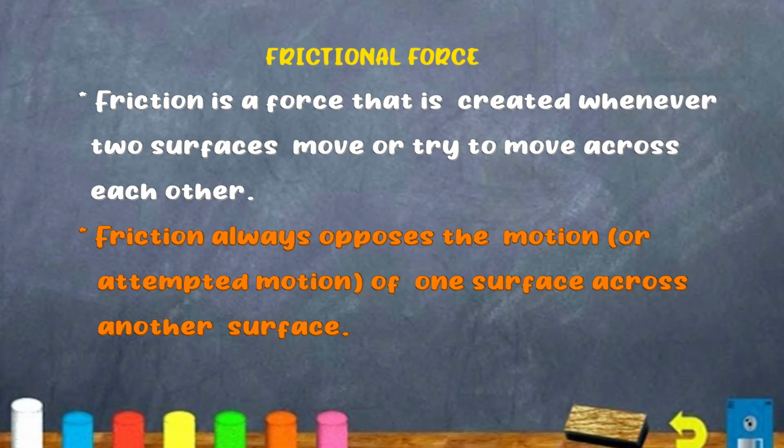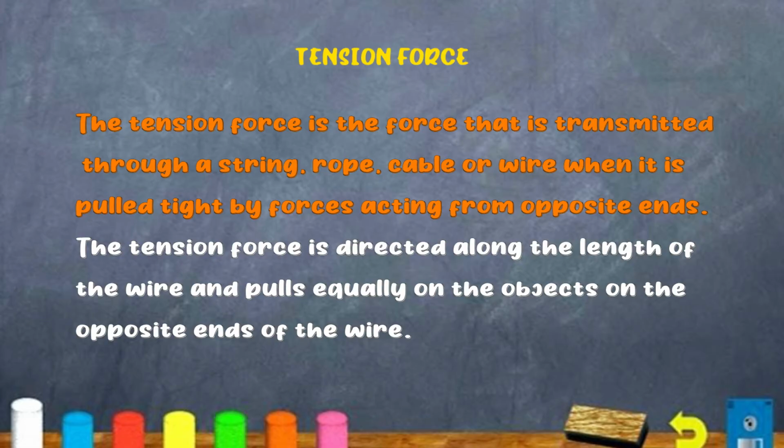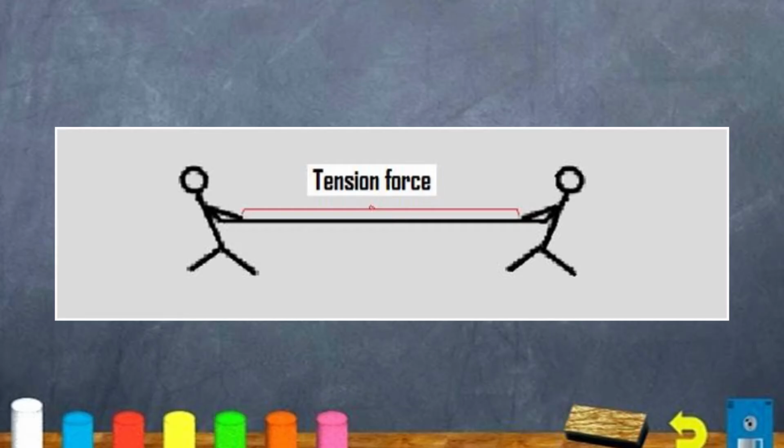Very well. Now, let us take a look at tension force. The tension force is the force that is transmitted through a string, a rope, cable, or wire when it is pulled tight by forces acting on opposite ends. Have you ever played the game tug of war? Simply, it's two sets of people at each end and they're pulling. Now, that pulling will cause some amount of tension on the rope or string being used. At some point, the tension will be too much that it bursts.